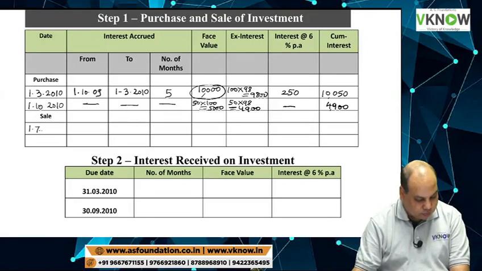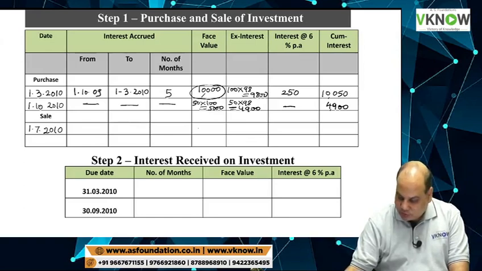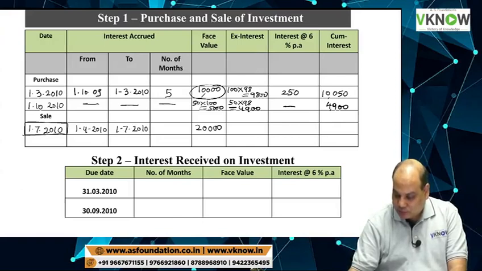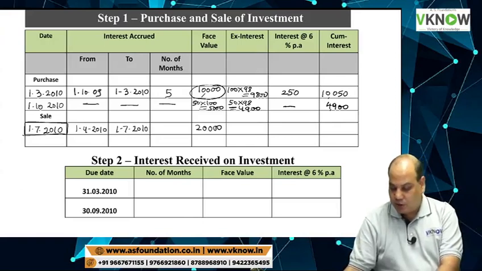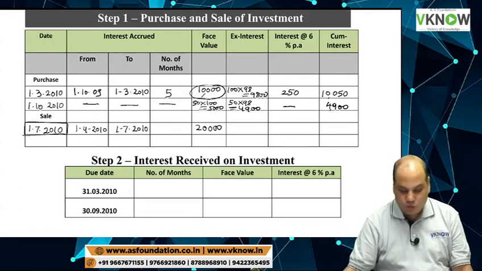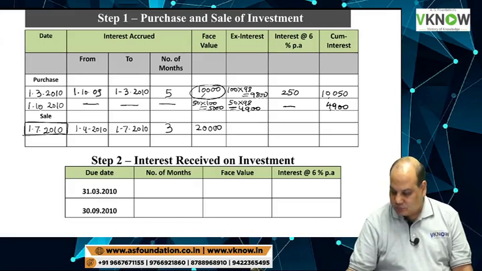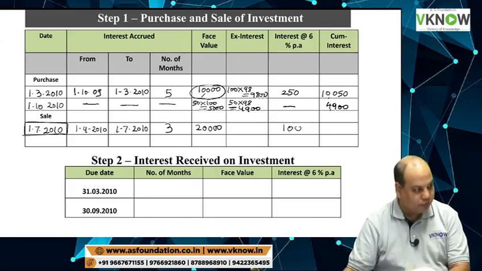17, 2010, sold 200 units, means 20,000. Interest will accrue from 1st April 2010, because interest is paid on 31st March, to 1st July 2010. April, May, and June, only 3 months we will take. So 20,000 into 6% into 3 by 12. That is 100 rupees.